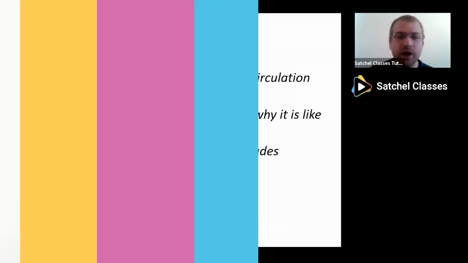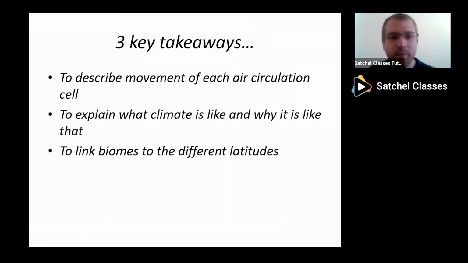Hello and welcome to our lesson on the global air circulation model. Today our three key takeaways are to describe the movement of each of the air circulation cells, to explain what the climate would be like in different places and why it is like that, and to link certain biomes to these different areas of latitude. Okay, so that'll be our focus for today.